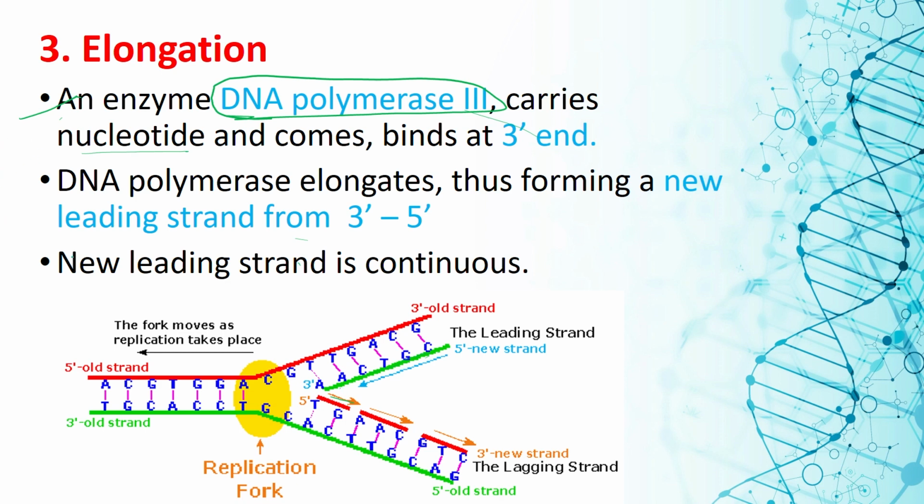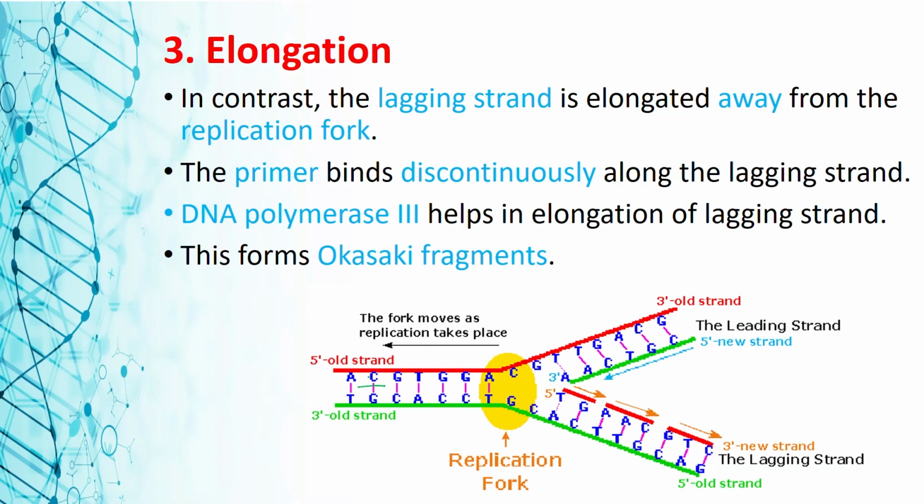The DNA polymerase elongates and forms a new leading strand from 3' to 5' end. This continuous unbroken strand is known as the leading strand. Now, the new leading strand is continuous. Yes, the new leading strand is continuous. And next, what happens?